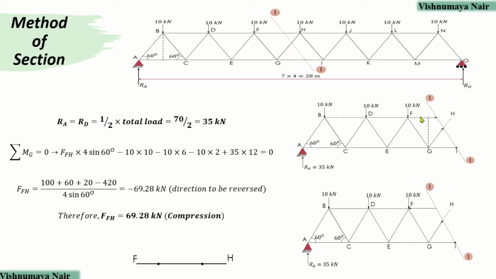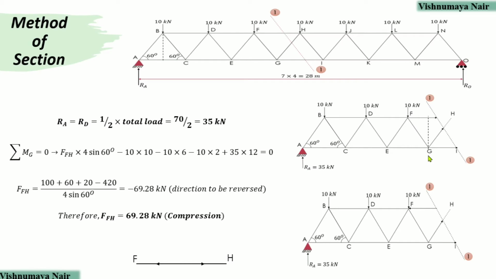And the moment is equal to FFH into perpendicular distance. Perpendicular distance is the height of the triangle which is equal to 4 into sine 60. Therefore, the moment at G due to FFH will be plus FFH into 4 sine 60. Now the moment at joint G due to all these loads will be negative since these loads create anti-clockwise moments with respect to joint G.